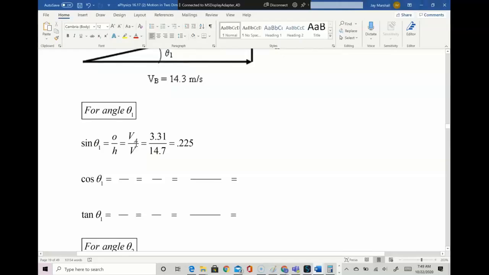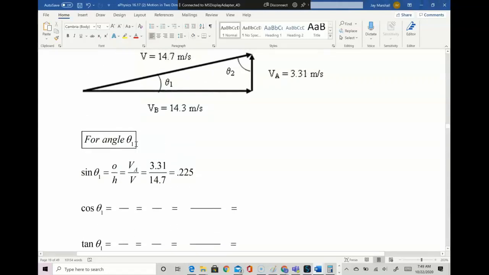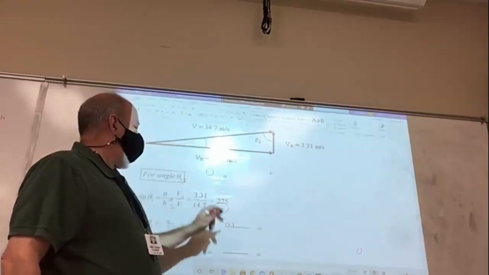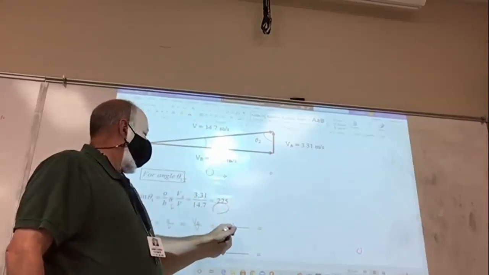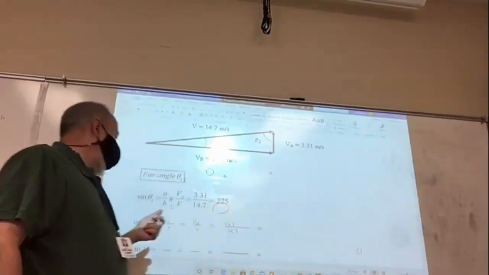So for the cosine, I would say, oh, I know that the cosine is the adjacent over the hypotenuse. And oh, by the way, the adjacent side for this angle is, oops, let's go back. The adjacent side is VB, and the hypotenuse is V. Oh, and the adjacent side is 14.3. And you don't need to put units in for these. We're just looking at the ratios. 14.7, and I don't know what that turns out to be.